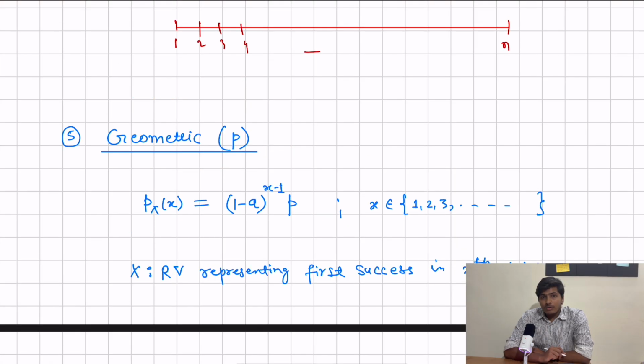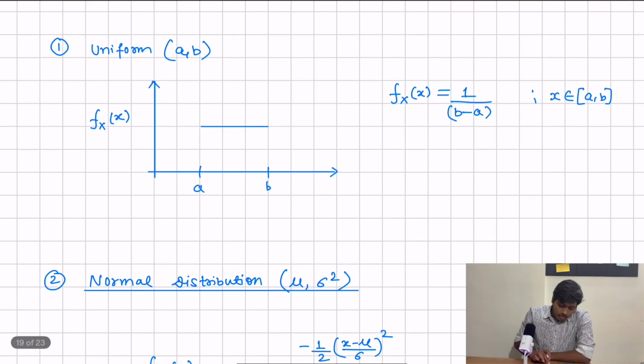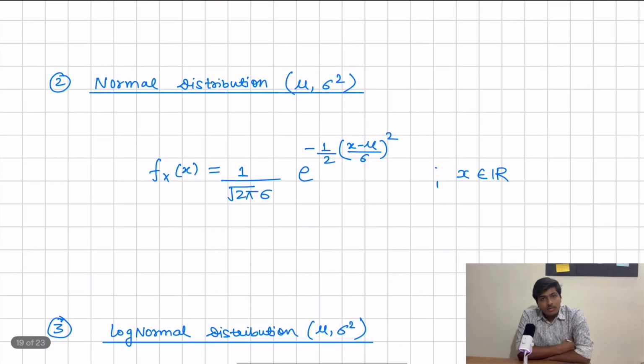Now let's start with continuous distributions. First is the uniform, similar to the discrete. We also have a uniform in continuous distributions. Let's say that x is taking a value between a and b, then f of x is written as 1 by b minus a. Second is the normal distribution, which has two parameters, mu and sigma squared. Mu is the mean and sigma squared is the variance of the distribution.